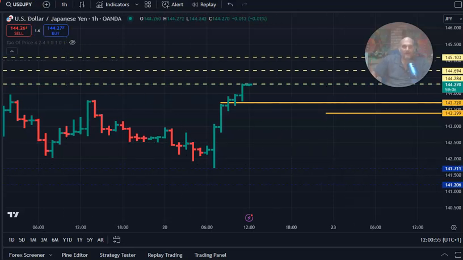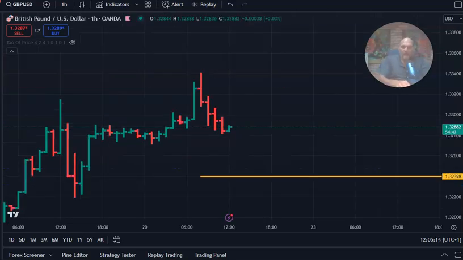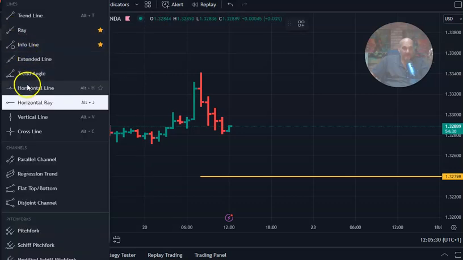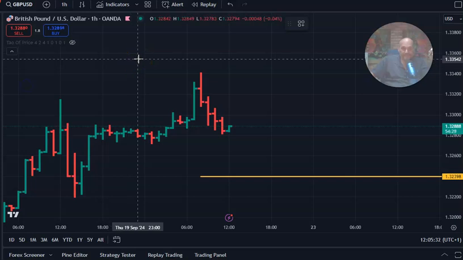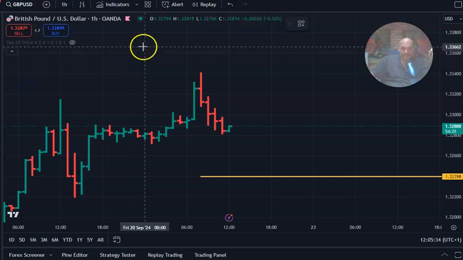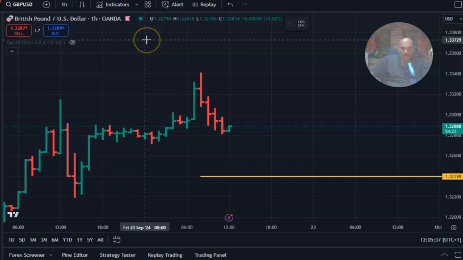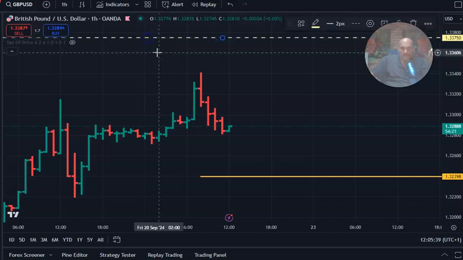But let's move on to the good old British pound, US dollar. Okay, British pound. We made a new high early in the Asia market at 133.40. There is resistance in the British pound at 133.77, so let's put a line up over there. 133.77, okay, that's fine.